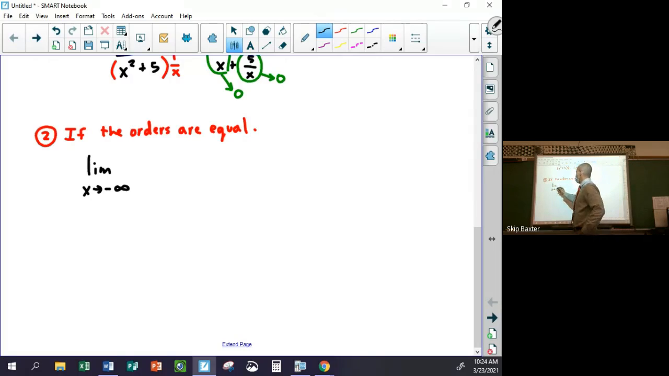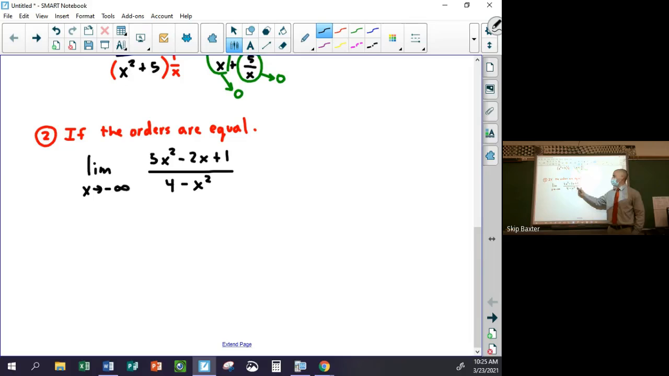So limit as x goes to negative infinity, what if it was something like 5x squared minus 2x plus 1 over 4 minus x squared? The order of the top is 2, and the order of the bottom is also 2. So in terms of rate of growth, the rate of growth of the top and the rate of growth of the bottom are the same. Even though there are extra terms here, it really doesn't matter, okay?